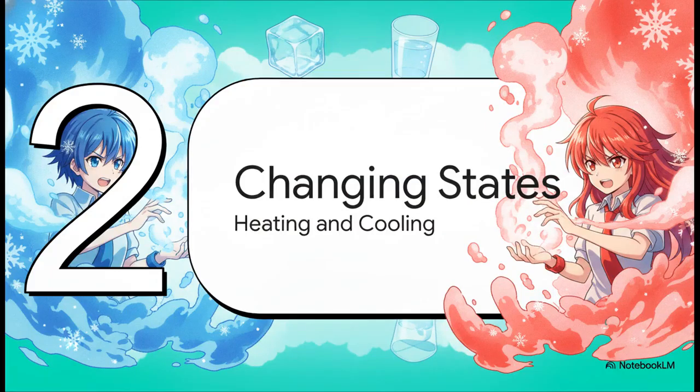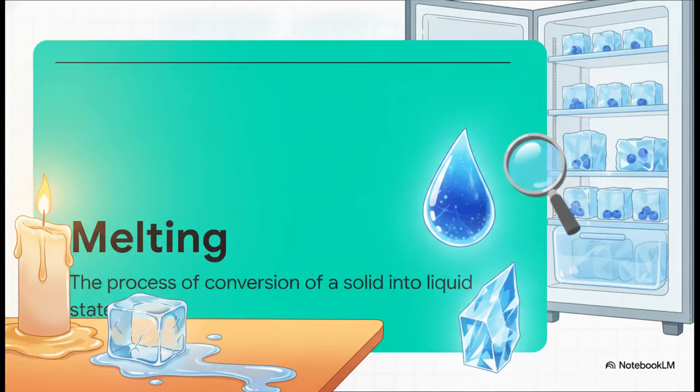Moving right along to Section 2, changing states on command. What's super interesting here is how we can actually force water to change its disguise on command, simply by adding or removing heat. Let's define 2 very important scientific keywords. Melting is the process where a solid turns into a liquid, and freezing is the exact opposite, a liquid turning into a solid. Just think of a candle. Heating solid wax melts it into a liquid, and cooling it hardens it right back into a solid.